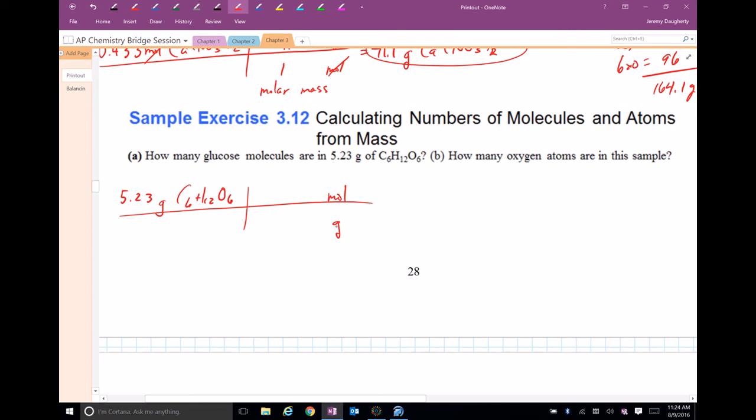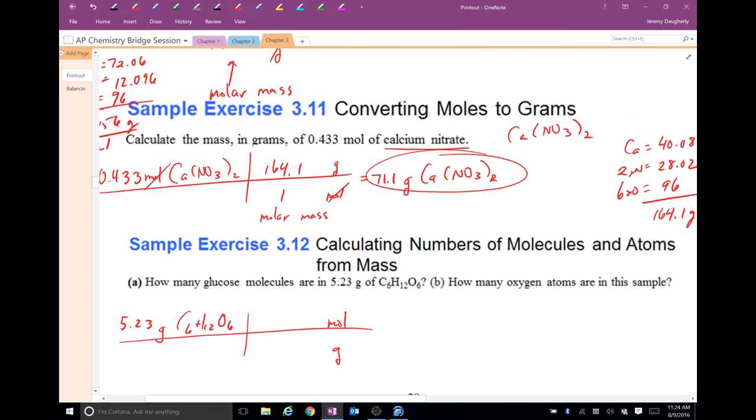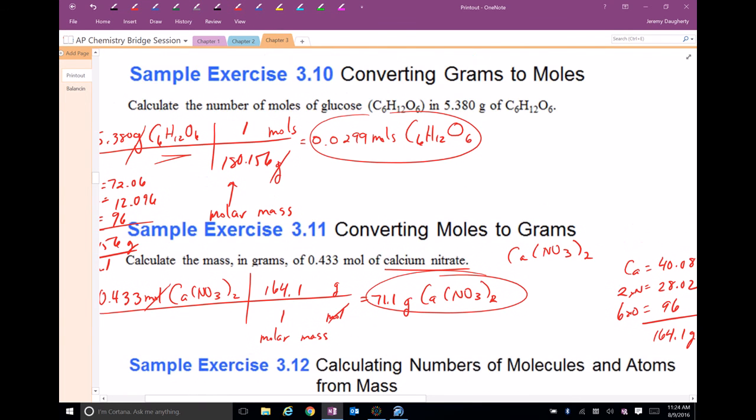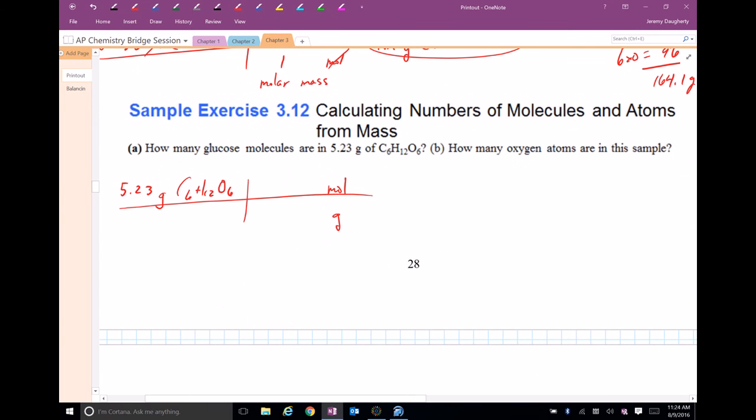Again, grams over moles or moles over grams, we're talking about molar mass. We already did the molar mass of this on problem 3.10, so it's 180.156. So 1 mole weighs 180.156 grams. So that'll get me moles of the compound, which is 0.0290. Use the actual number that's in your calculator, don't round it.